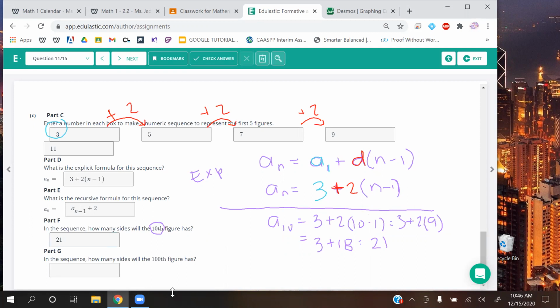And then when we want the 100th figure, a sub 100, we're going to plug in 100: 3 plus 2 parentheses 100 minus 1. So that's 3 plus 2 times 99. That's 3 plus 198, and that would be 201. So the last one is 201, which you cannot see me type in, but there it is.